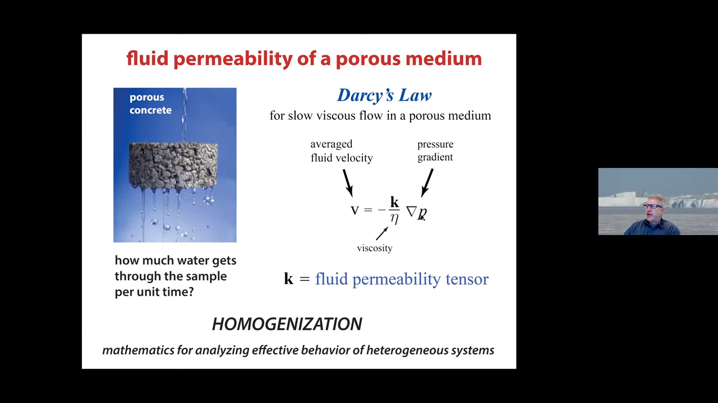fluid velocity is related to the pressure gradient through what I would call a fluid conductivity, where the denominator is the viscosity. The more viscous the fluid is, the harder it is to push through the porous medium. And then the main thing, the homogenized parameter, is the effective fluid permeability tensor, which can, of course, be different in different directions, which you have in sea ice, because there's generally a vertical anisotropy in the brine microstructure.